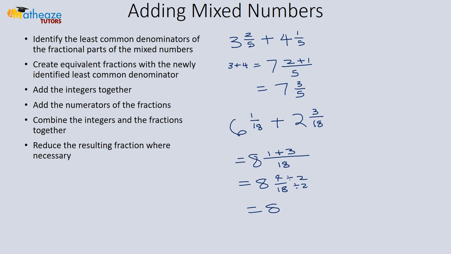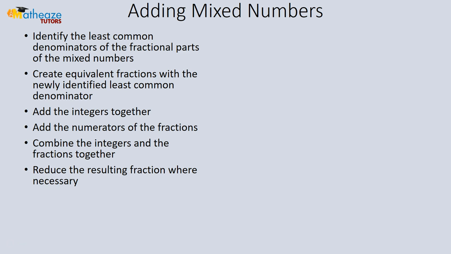So this gives us 8 2/9. Now let's try an example with unlike denominators. I'll go with 5 2/15 plus 2 1/3. So the first thing we're going to do is add up the integers. So 5 plus 2 is 7. Now we're going to deal with the fractions next.